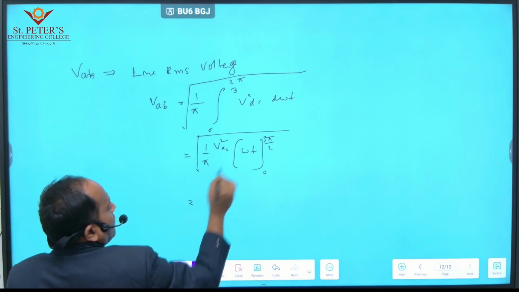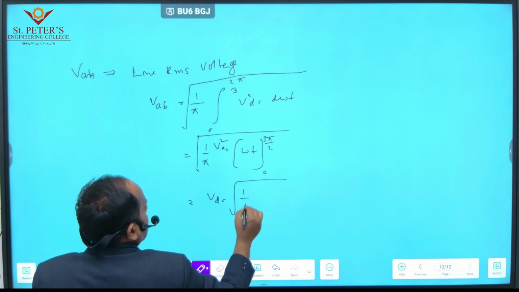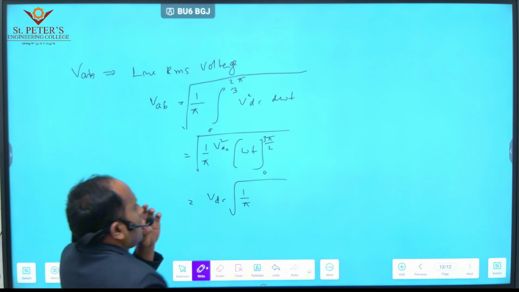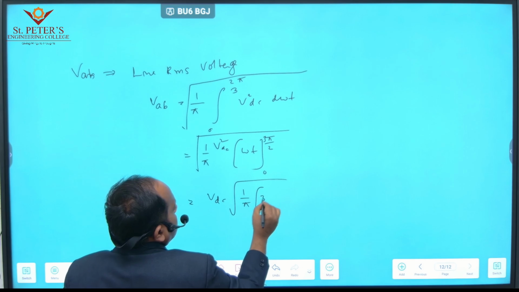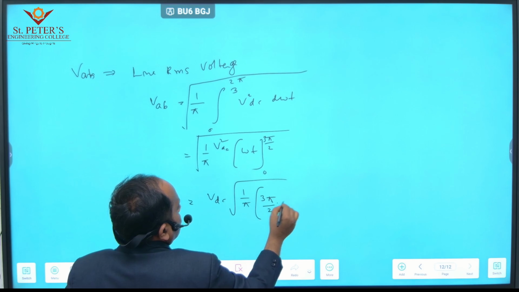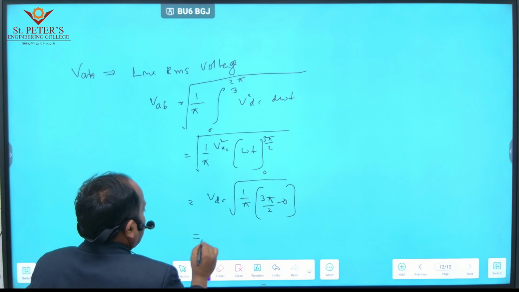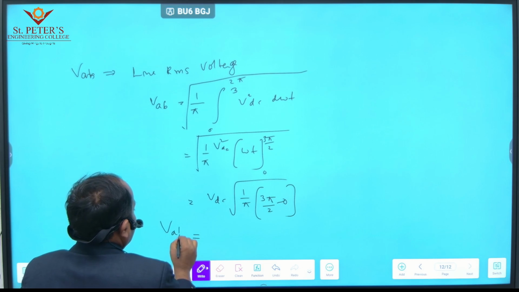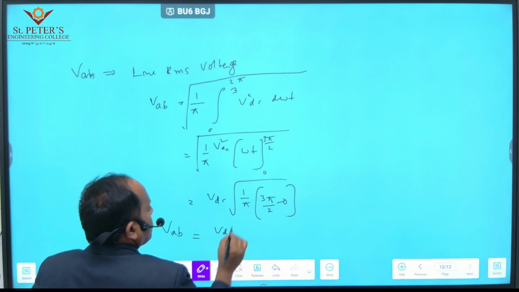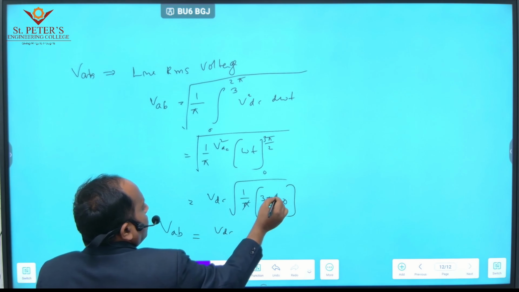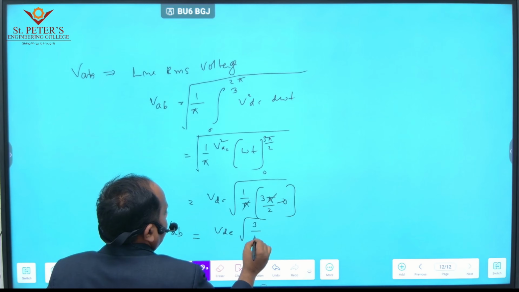Then calculating values, we get VDC under root 1 by pi, then apply upper and lower limits, that is 2 pi by 3 minus 0. Okay, so finally we get the line RMS or VAB RMS, that is VDC, then pi cancels, and we get under root 2 by 3.